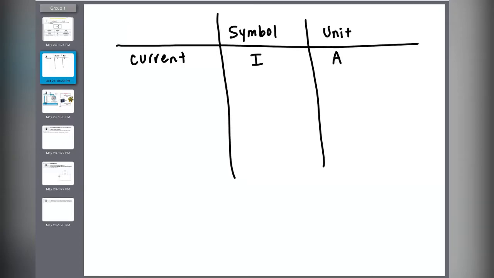Okay, there's two more variables. I don't know if you remember. It would be, remember, charge, symbol is Q, unit is coulombs. And then there's time, the symbol is delta T, and the unit is seconds. It's a good idea to have this, just because this has many units that are quite new to you.